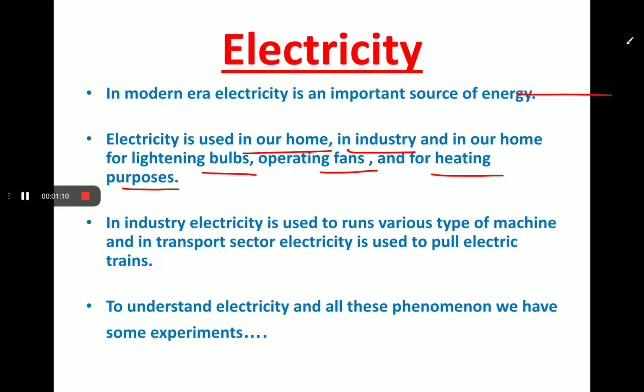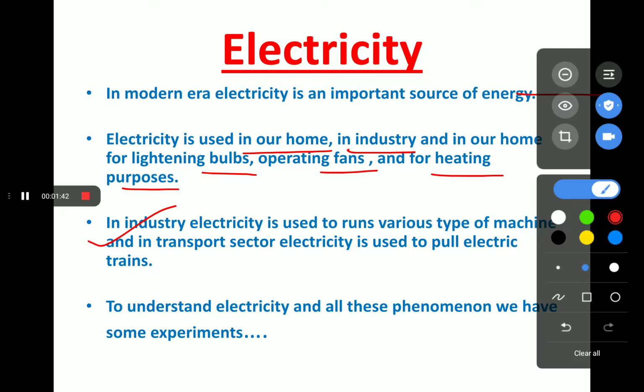In our home, there are so many appliances which run with the help of electricity, like our television, refrigerator, mixer grinder, cooler, etc. In industry, it is used to run various types of machines, and in the transport sector, electricity is used to pull electric trains also. So students, without electricity, we cannot imagine our life. To understand electricity, let us have some common experiments.